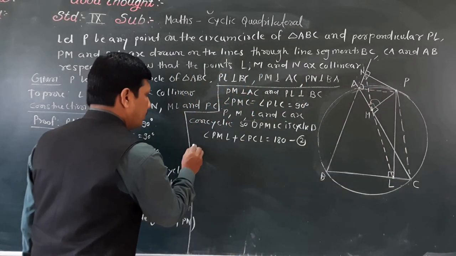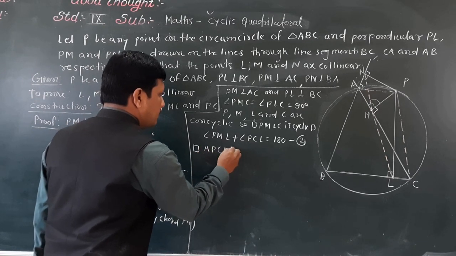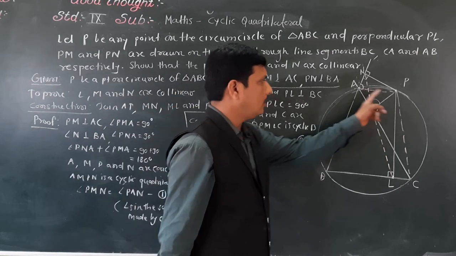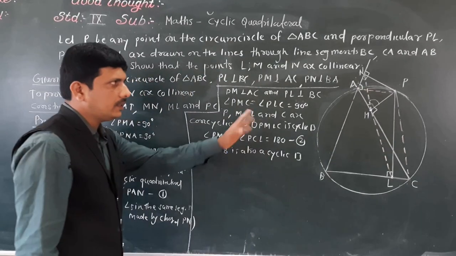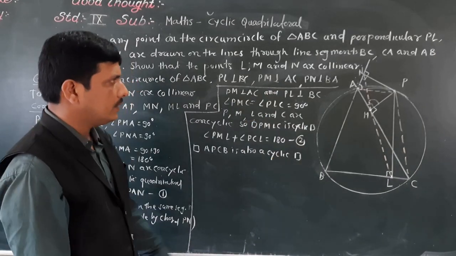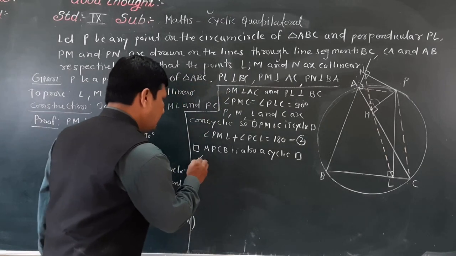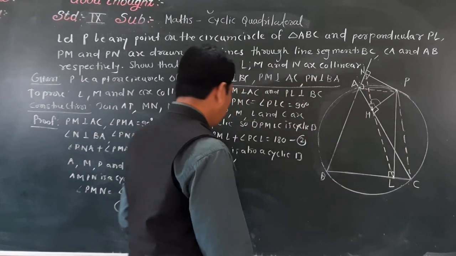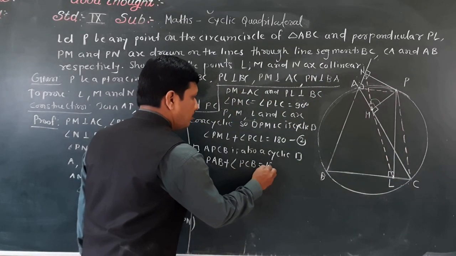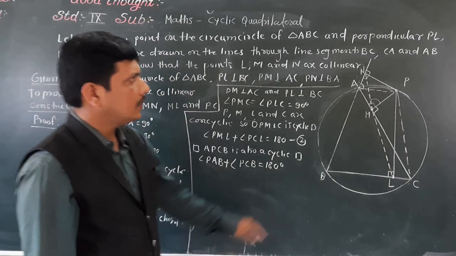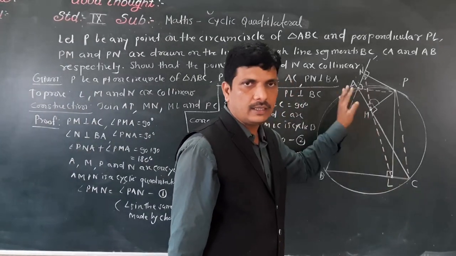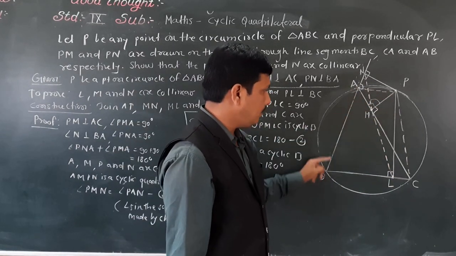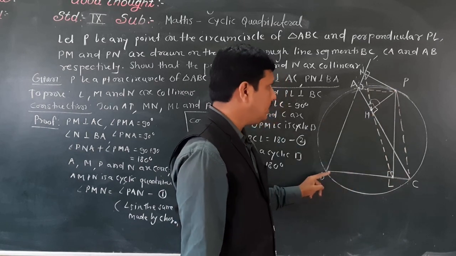APCB quadrilateral. APCB is also a cyclic quadrilateral, because all the points are on the circumference. So we can say clearly that it is a cyclic quadrilateral. So we can say here angle PAB plus angle PCB is equal to 180, because this angle and angle C are opposite angles and opposite angles are supplementary. With the help of that property, PAB plus PCB is equal to 180.